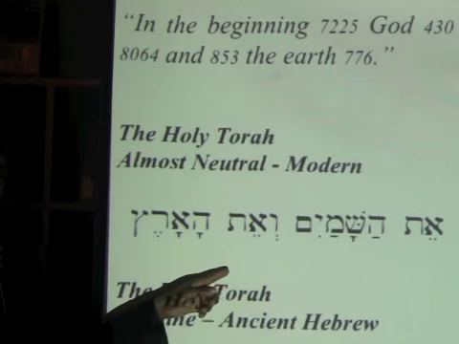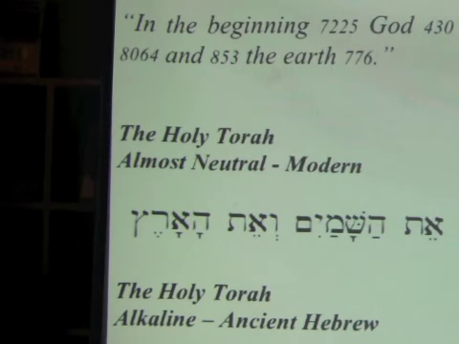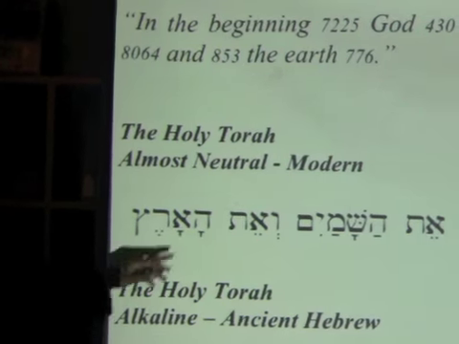Va'et. Like that. Put your teeth on top of your tongue. Just like that. Put your teeth on top of your tongue to say et. So say va'et. That's the way you pronounce it. And I'll show you why you have to pronounce it like that.